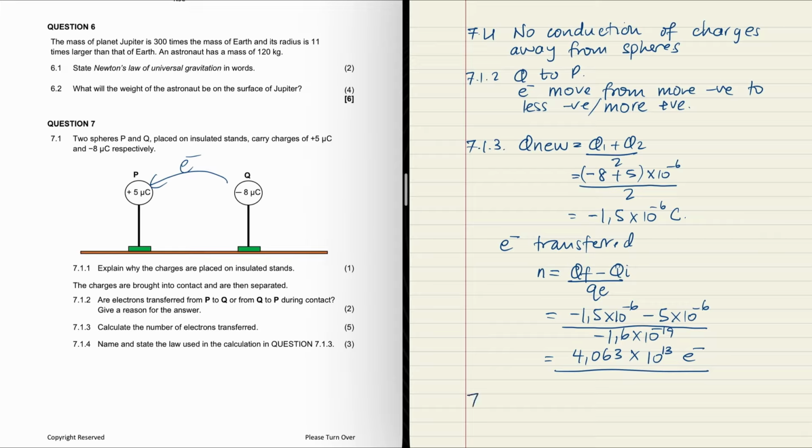Question 7.1.4, name and state the law. So this is the law of conservation of charge, which states that the total charge in an isolated system remains constant.